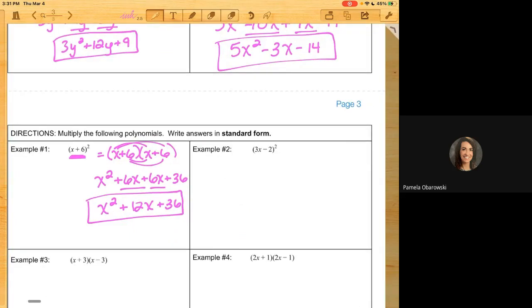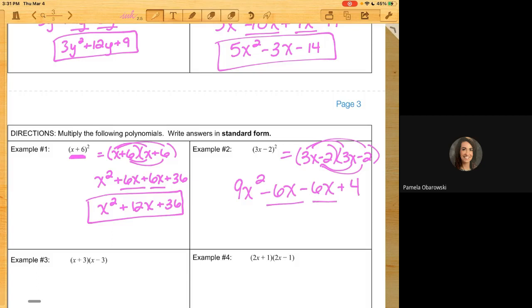Same sort of deal on the second one. I'm just going to write it out real quick. So I've got 3x minus 2, 3x minus 2. First, outside, inside, last, FOIL. 3x times 3x, 9x squared. 3x times negative 2, negative 6x. Negative 6x plus 4. Combine those like terms. 9x squared minus 12x plus 4.